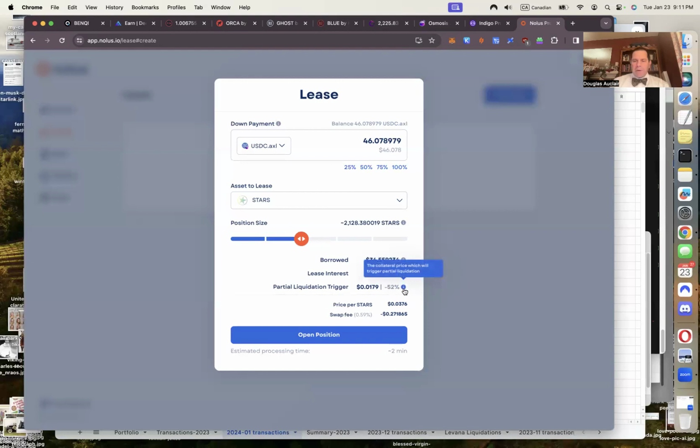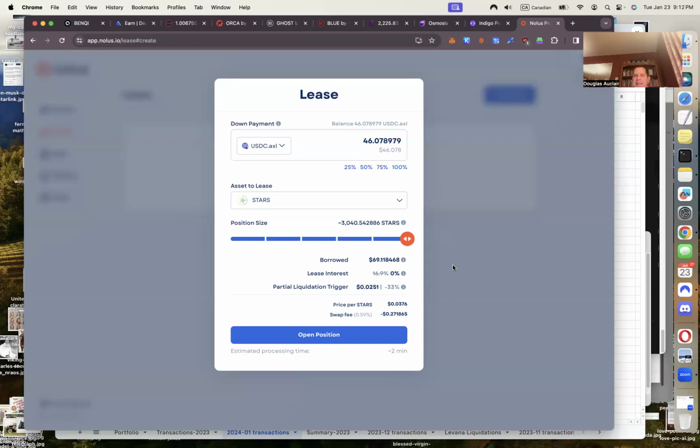And it says the collateral price, which will trigger a partial liquidation. And when it does fall below that price, then you get partially liquidated. And the partial liquidation is around 52%. Okay. And then the swap fee is 27 cents. So that's also a consideration that you have to take into account.